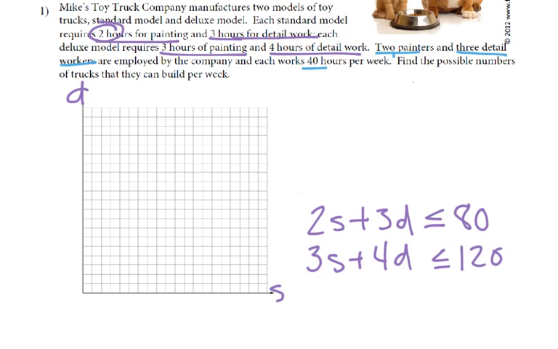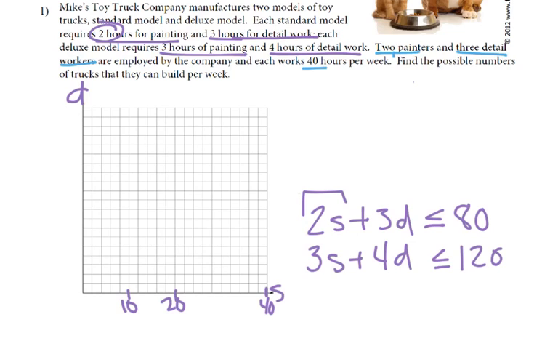So, what if I only painted the standard? Well, we have 80 hours, it takes 2 hours per one, so 80 divided by 2 would give us 40. So let's call this 40. So I think we're going to have to count by 4s, because there's 1, 2, 3, 4, 5, 6, 7, 8, 9, 10. So that would be 20. So we'll count by 2s. So 40 would be right there, 20 would be right there.